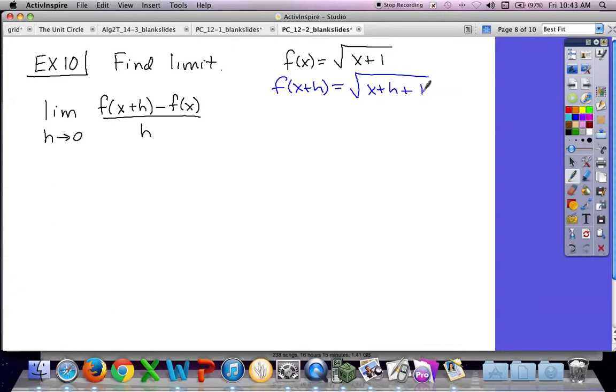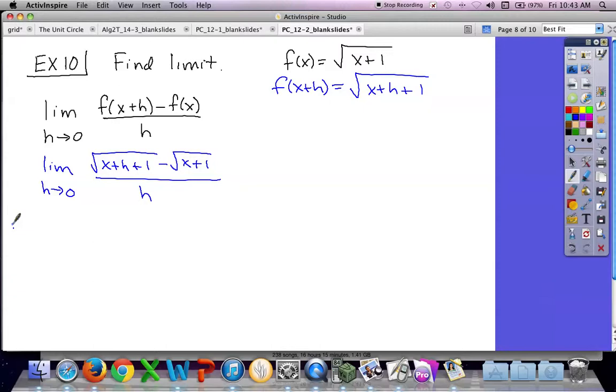Correct. Okay, and the f of x we've already got, right? There's nothing to do there. So this is going to be the limit as h approaches 0 of the square root of x plus h plus 1 minus the square root of x plus 1 divided by h.